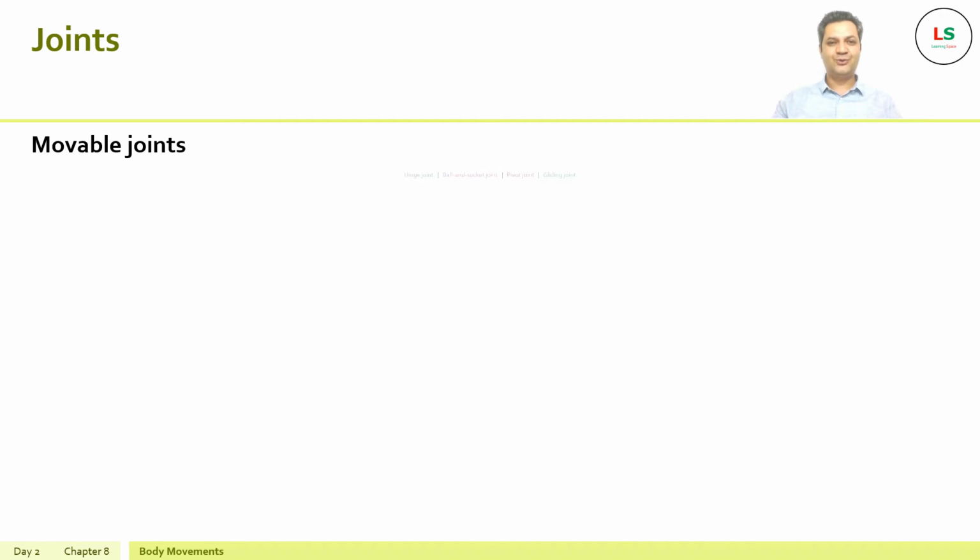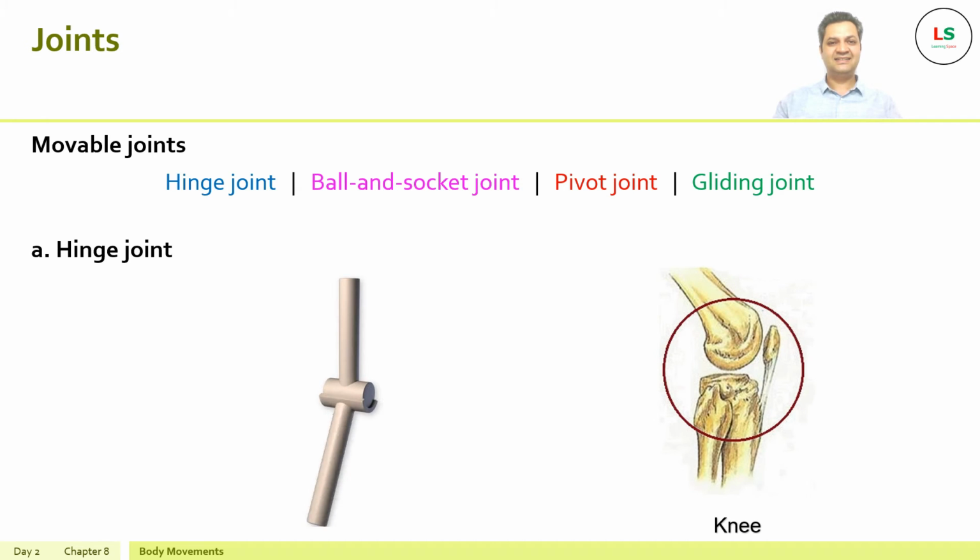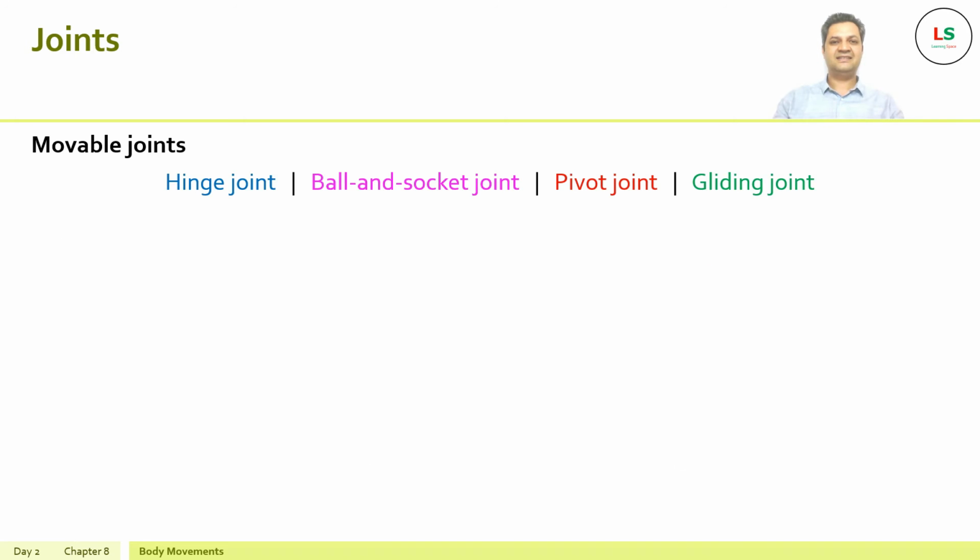Movable joints are of 4 types: hinge joint, ball and socket joint, pivot joint, and gliding joint. Hinge joint. It is present in the elbow and the knee. It is quite strong and allows movement only in one direction, either up or down. It works similar to the hinge which is present on the doors or the windows.